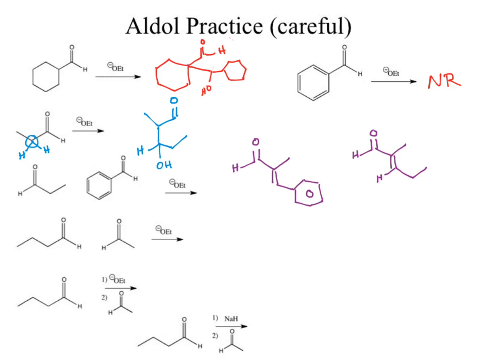Okay. If I look at that structure, hopefully you see that there is another alpha hydrogen. That alpha hydrogen is what follows through and does the elimination. And I end up with my final condensation with the double bond in there.